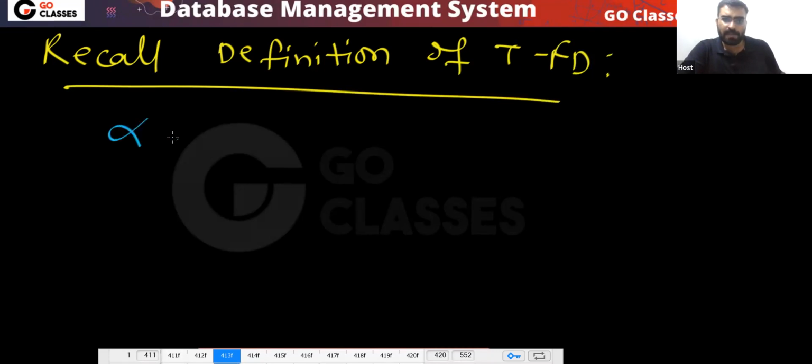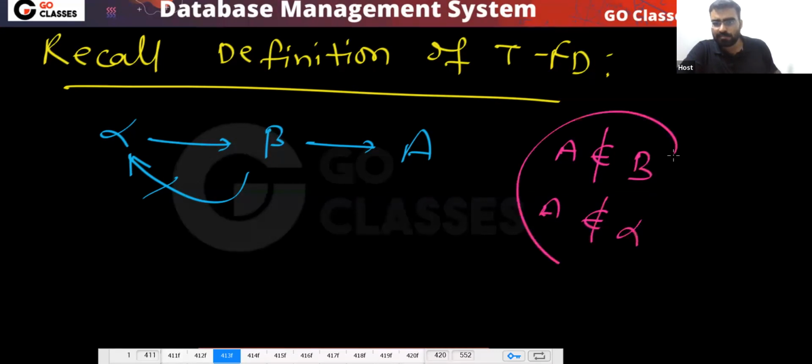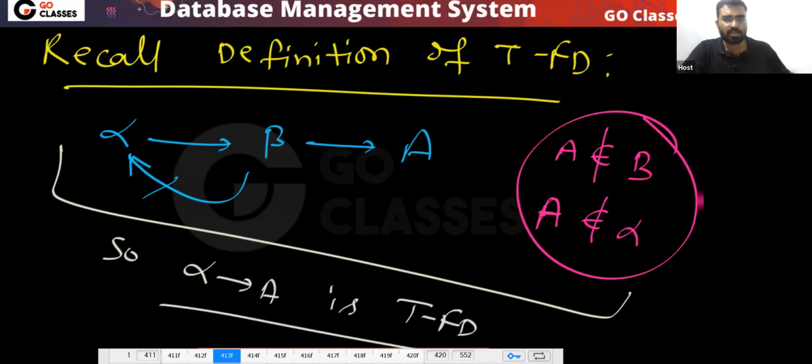I told you that if you have alpha determines beta, beta determines A, where beta does not determine alpha, and also A should not belong to beta, A should not belong to alpha. Do you remember this? This was the complete definition. So alpha goes to A is transitive.